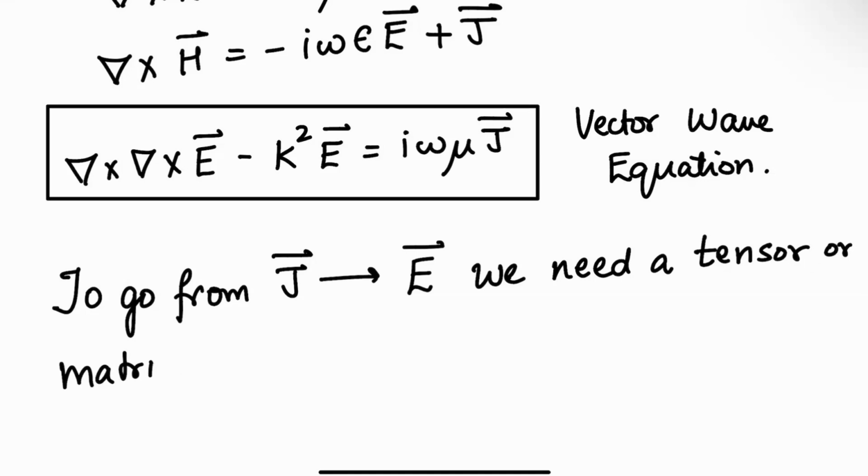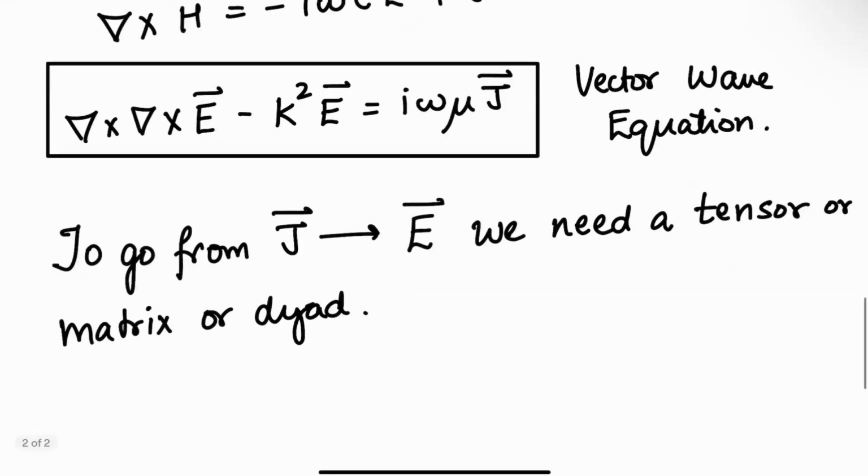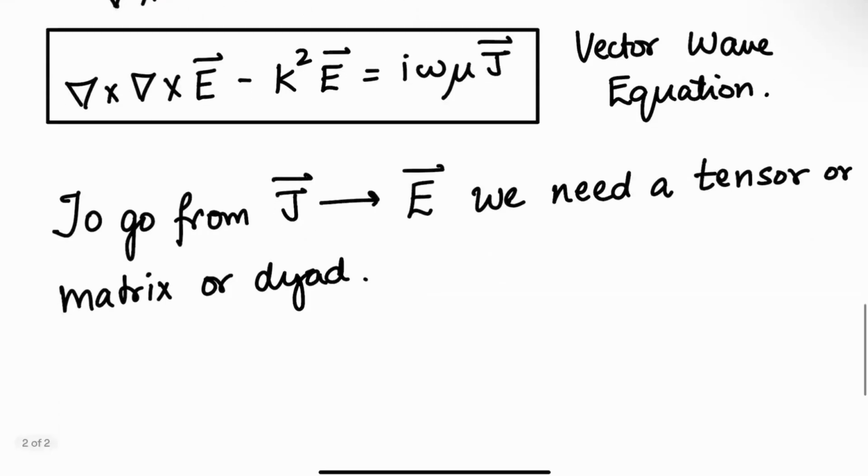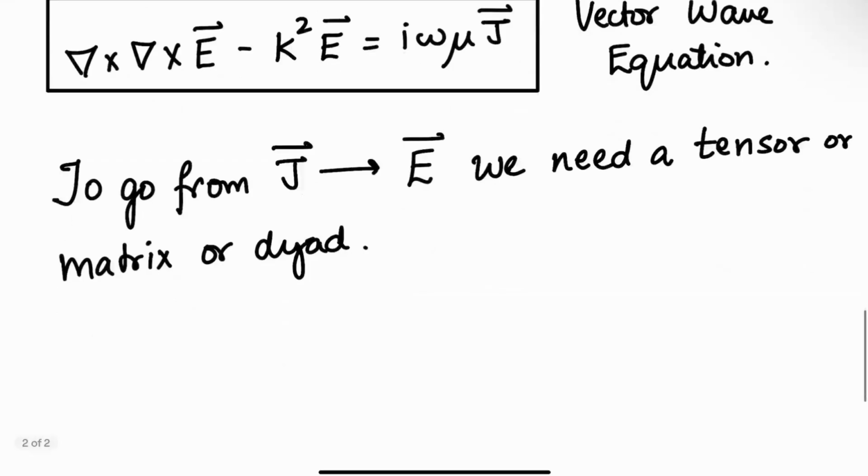And in earlier days, it used to be known as a dyad. The dyad is a specific kind of matrix, I guess. It's not just any matrix, but the idea is the same. If you want to go from one vector to another vector, you essentially need to use some kind of a tensor or a matrix or a dyad. Okay, so what is a dyad?